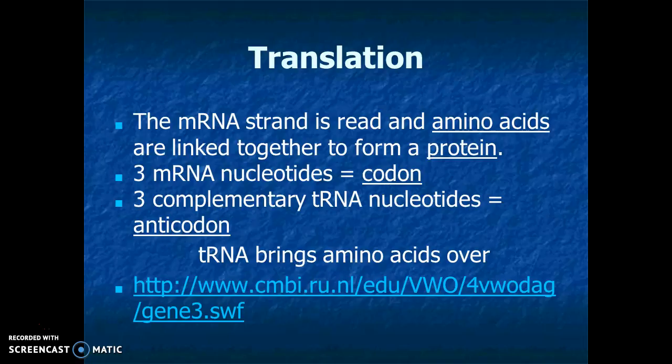So mRNA is what's made in the nucleus, and it copies the code of the DNA. tRNA are little hairpin RNA molecules that are floating around, and they have amino acids attached to them. So they're the ones that are bringing in the amino acids. And they're complementary nucleotides to the codons. They're called anticodons. So if the codon is reading AUG, the anticodon is UAC. And tRNA brings in the amino acids.